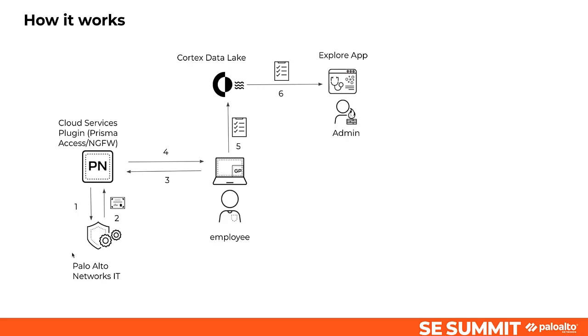There are quite a few moving parts. Let's see how this feature works. This feature is available for both NGFW and Prisma Access deployments. In both these deployments, what is the first step? The administrator makes a request from Panorama to obtain a certificate that is required for establishing the mutual TLS session between Cortex Data Lake and GlobalProtect on the employee's endpoint.